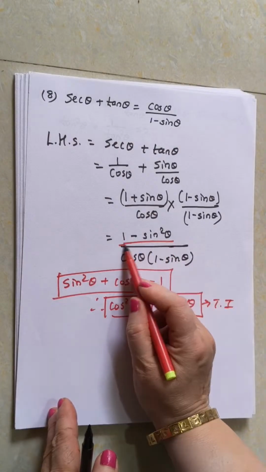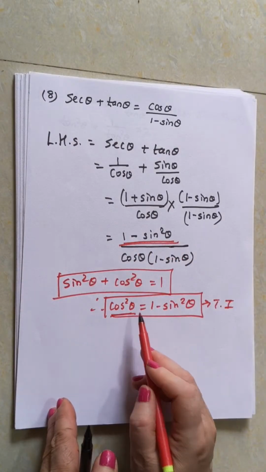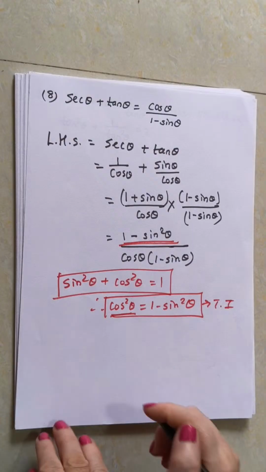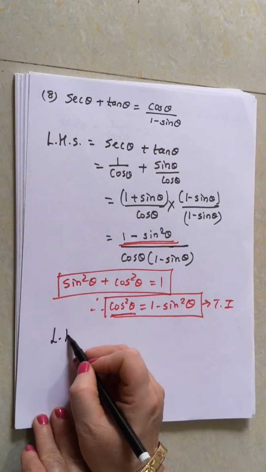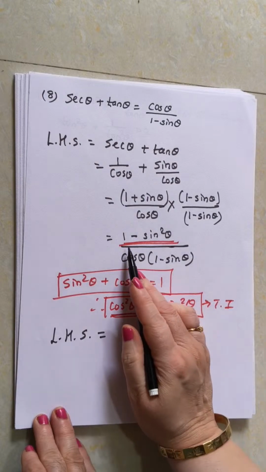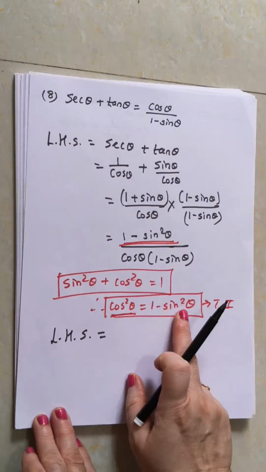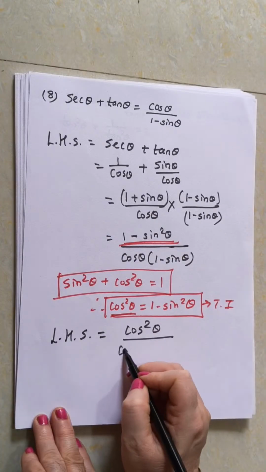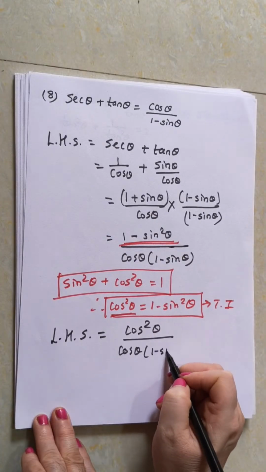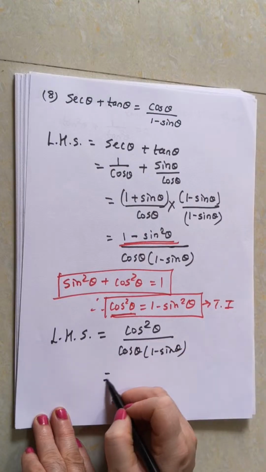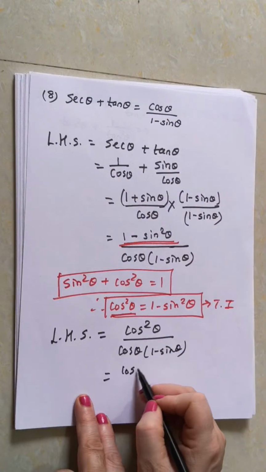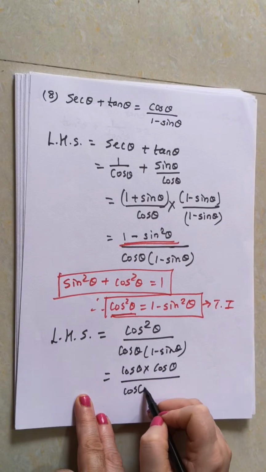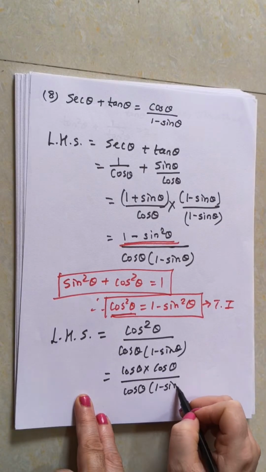So in place of 1 minus sine square theta, we are going to put cos square theta. When I replace it, what will be my LHS? In place of 1 minus sine square theta we put cos square theta, so it is cos square theta upon cos theta into 1 minus sine theta. Cos square theta I can write as cos theta into cos theta, upon cos theta into 1 minus sine theta.